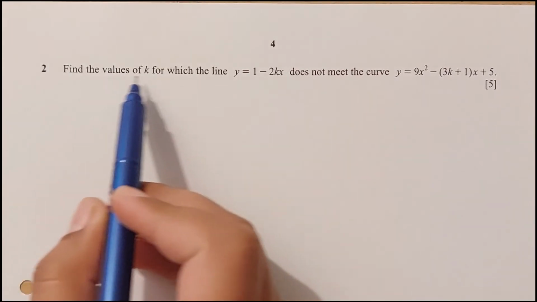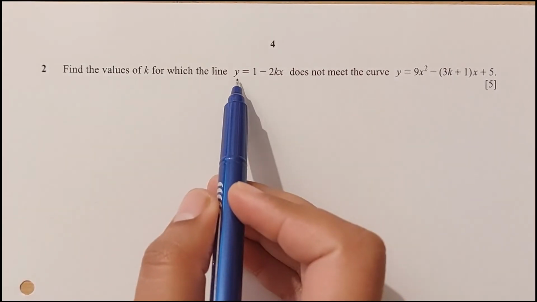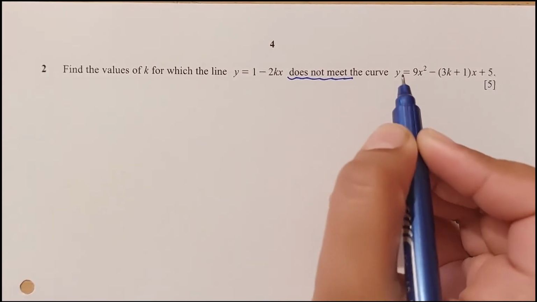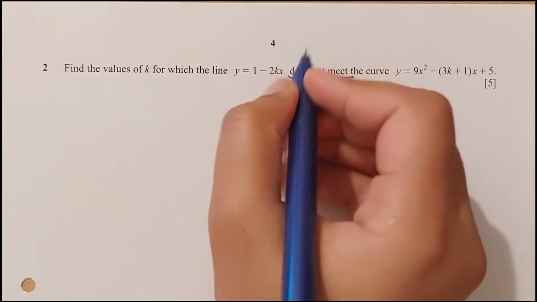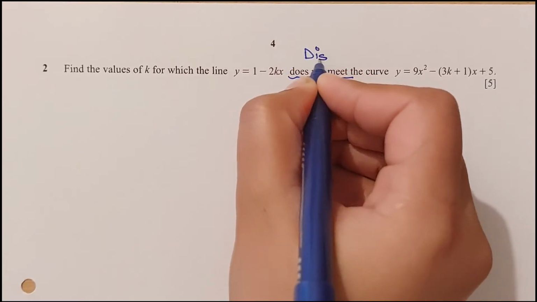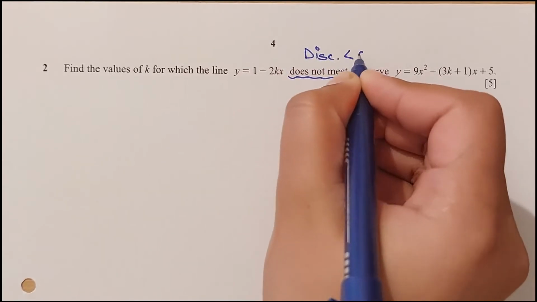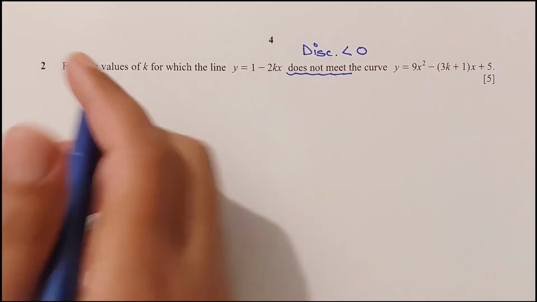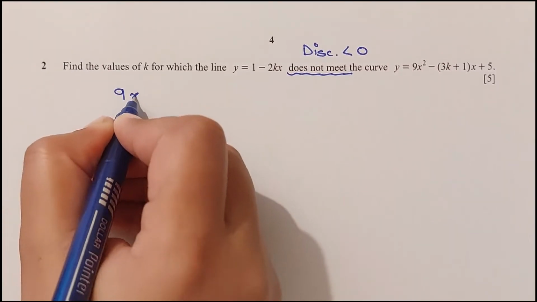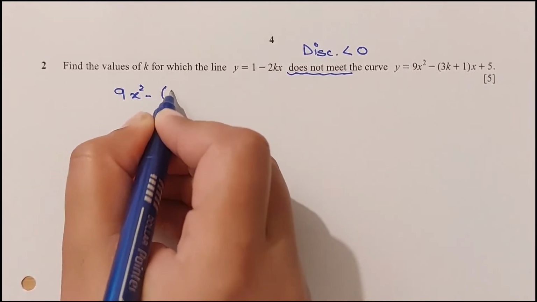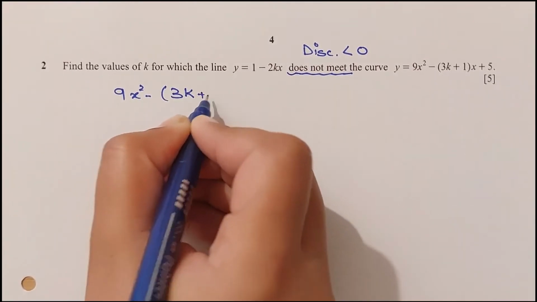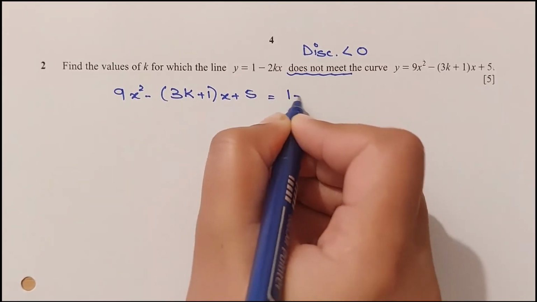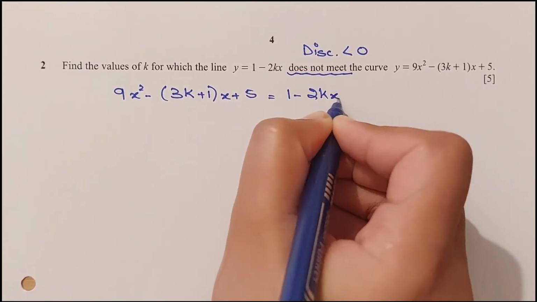Question number 2. Find the values of k for which the line does not meet the curve. When the line does not meet the curve, it means the discriminant is less than 0. Right. So first we have to put the line and curve equal. 9x² minus 3kx minus (k plus 1)x plus 5 is equal to 1 minus 2kx.